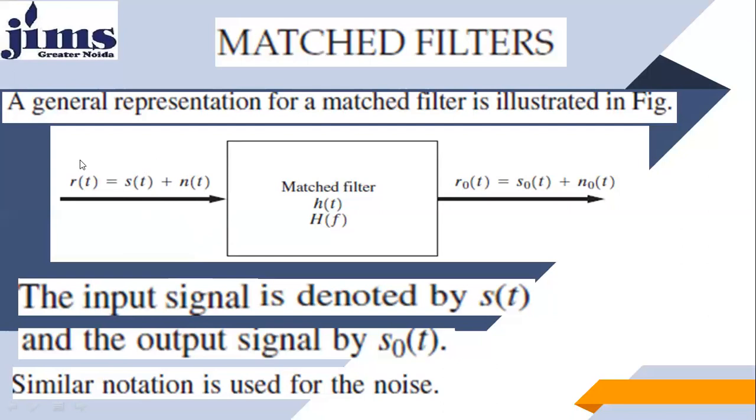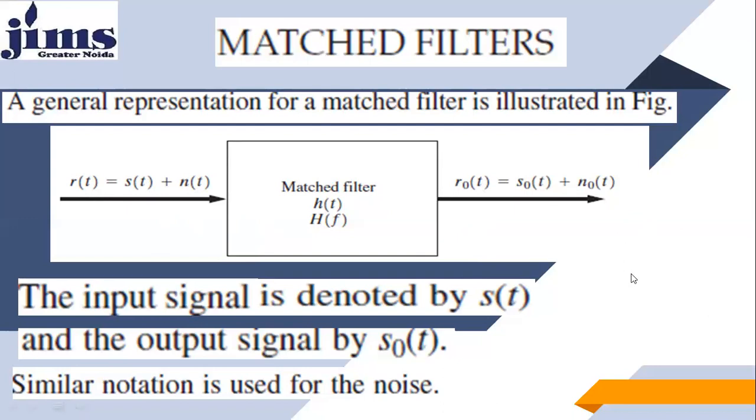Then the overall pulse is represented by r(t). So r(t) is the signal or pulse that reaches the receiver after traveling a certain distance through a channel. It is the pulse that reaches the input of the matched filter or matched receiver, and it has a signal power as well as noise power. And this is the output: r(t) represents input, r0(t) represents output.